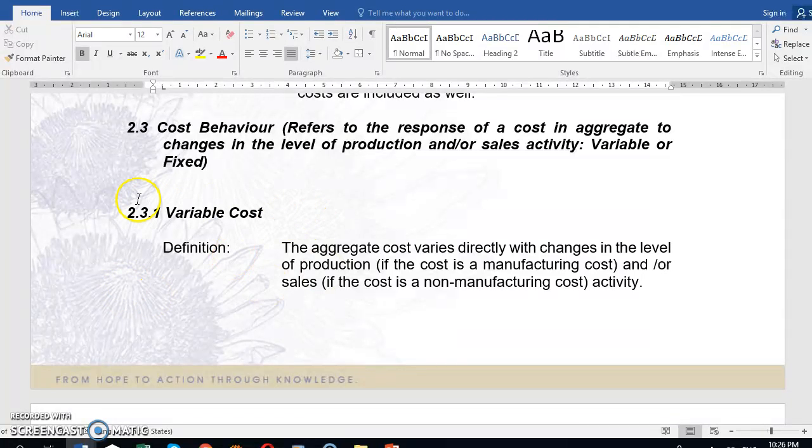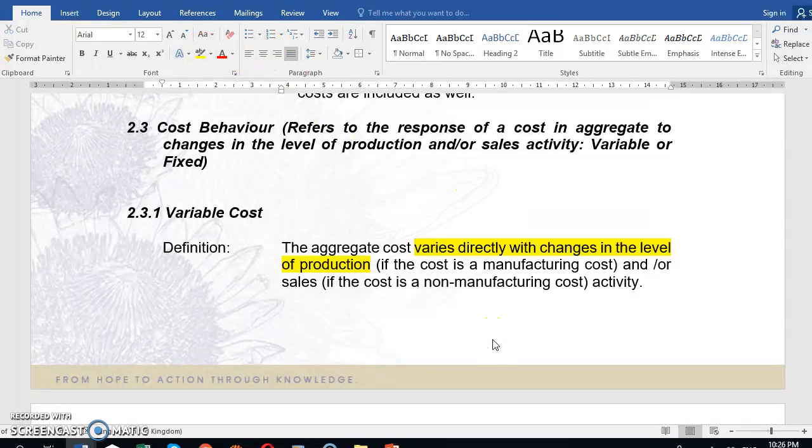Okay, so first up, the definition of a variable cost. A variable cost is an aggregate cost that varies directly with the changes in the level of production. Okay, it could be in the case of a manufacturing cost or in the case of a non-manufacturing cost. So in other words, it doesn't have to be specifically manufacturing or non-manufacturing. The key thing is that it's a cost that varies directly with the change in the level of production.